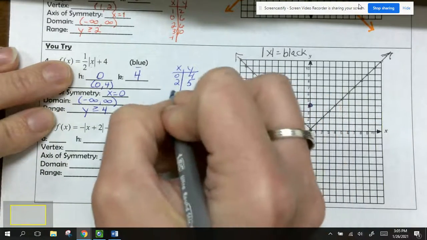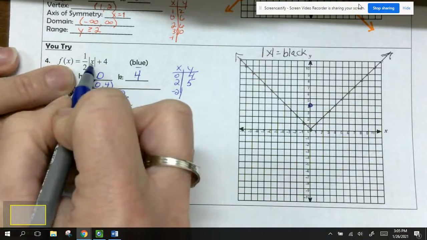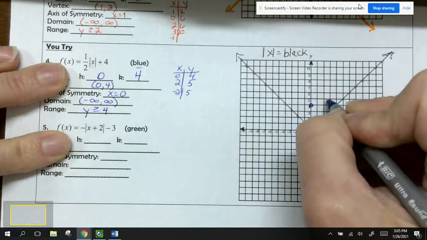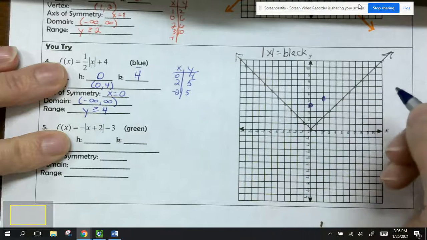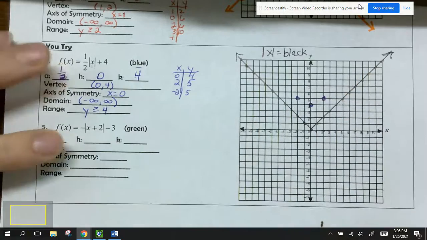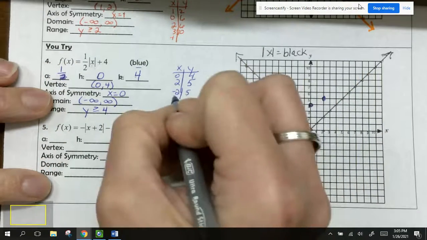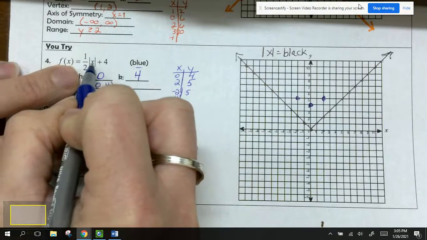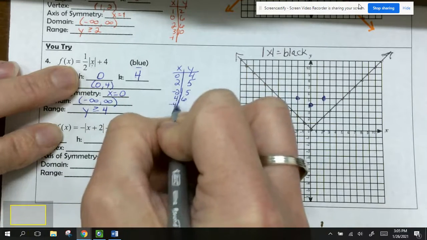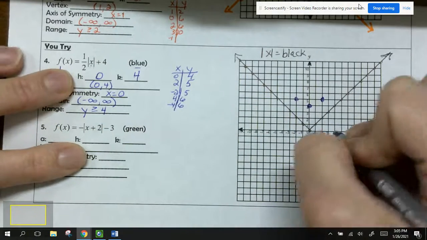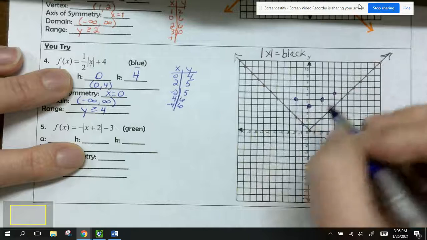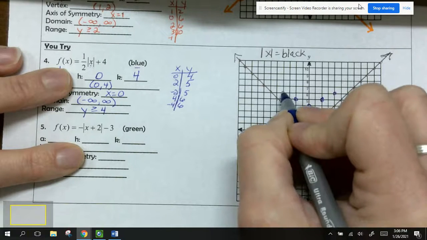Okay, if I put in negative 2, the absolute value of negative 2 is also 2. Half of 2 is 1, and 1 plus 4 is 5. So I'm going to plot those points. 2, 5, and negative 2, 5. Okay, what else could we come up with? Let's try, what if we put in 4? Okay, the absolute value of 4 is 4. Half of 4 is 2, and 2 plus 4 is 6. If I put in negative 4, I'm going to get the same thing, 6. So at 4, we're going to get 6. And at negative 4, we're also going to get 6.